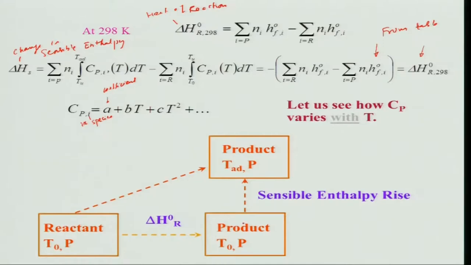If you look at, actually is it happening? No, just for simplicity, to make you understand what is happening, I have drawn that the actual process is going in this way. That means the reactant is going to the product at a higher, adiabatic temperature. So you can think of the heat being released, and the product temperature being raised due to sensible enthalpy rise, because it is an adiabatic process.